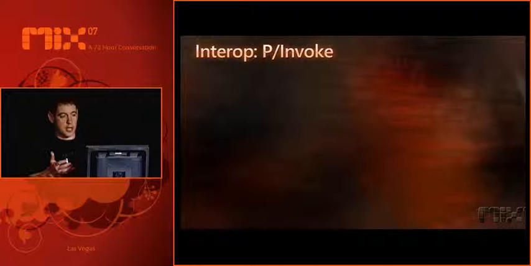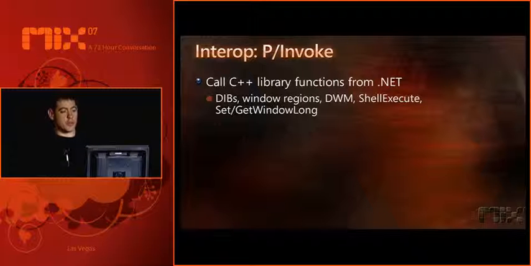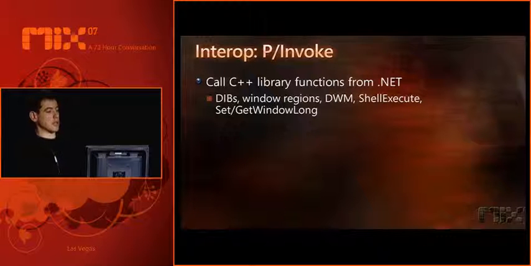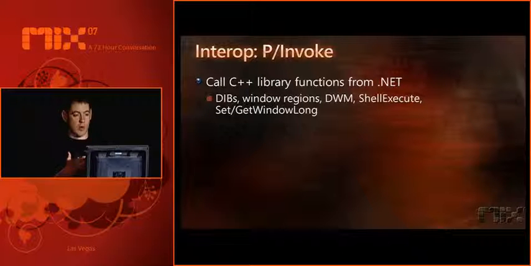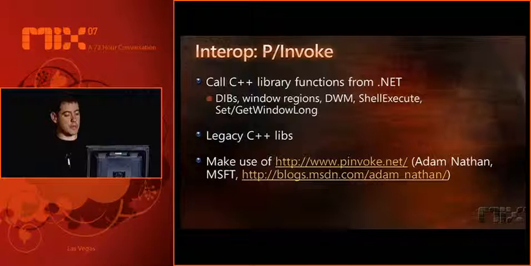P/Invoke is a fancy term for calling C++ functions from .NET. Maybe you have Win32 calls that you need to make. We use desktop window manager calls, ShellExecute if you want to pop up the default browser, GetWindowLong, anything like that. You're going to have to write P/Invoke signatures for those, or for any of your legacy C++ libraries that aren't wrapped.